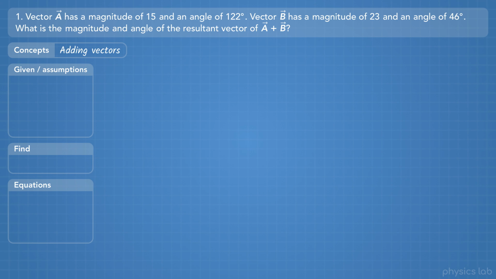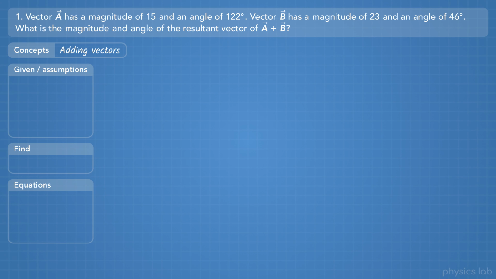Vector A has a magnitude of 15 and an angle of 122 degrees. Vector B has a magnitude of 23 and an angle of 46 degrees. What is the magnitude and angle of the resultant vector of A plus B?